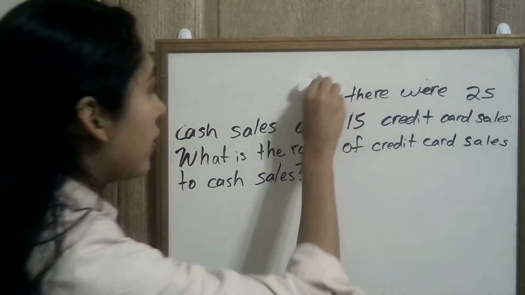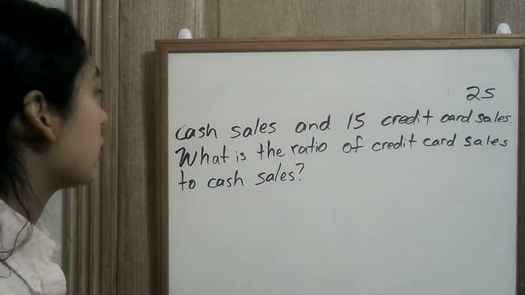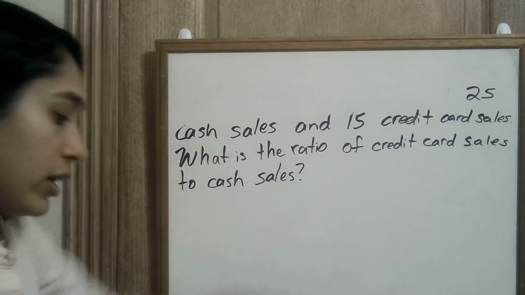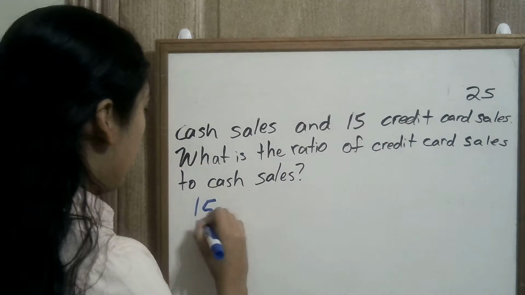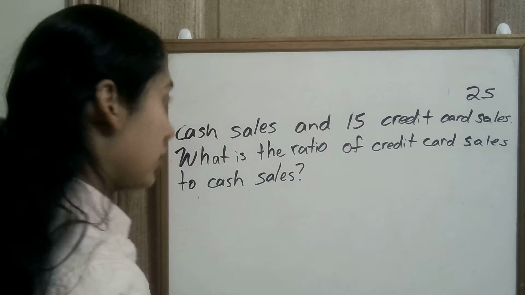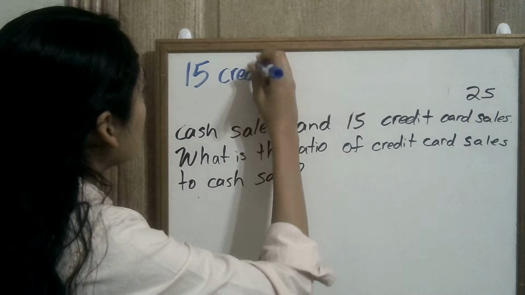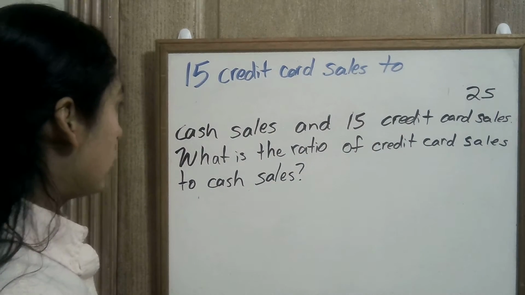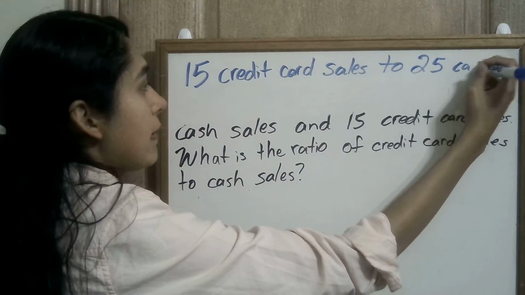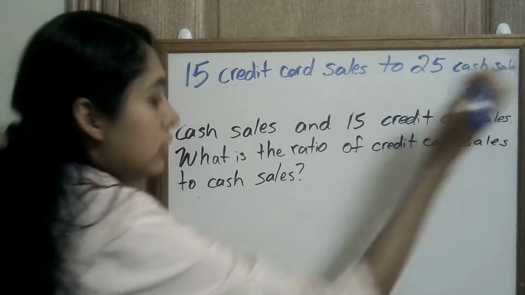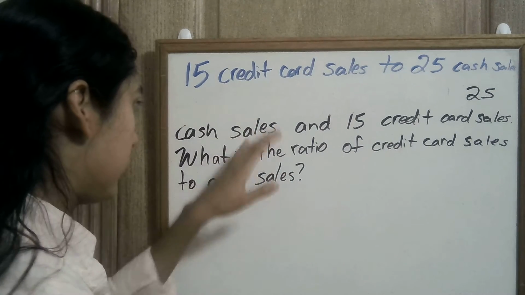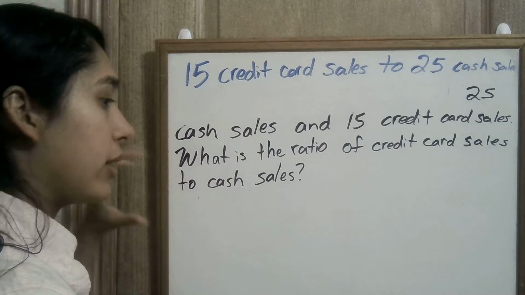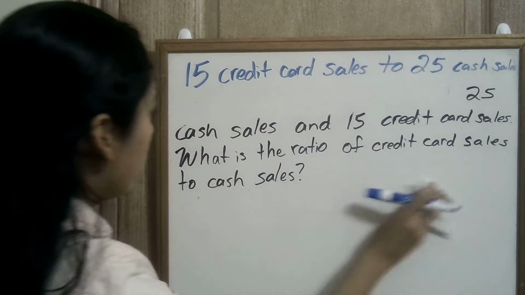Alright, so we got 25 cash sales and 15 credit card sales. So here with the ratio, it's talking about credit card sales to cash sales. So credit card sales, we have 15. Let's actually write this up here instead. 15 credit card sales to 25 cash sales. Basically I already went ahead and rewrote this information, but I rewrote it in the way that the question wants it. So I can just go ahead and do this.